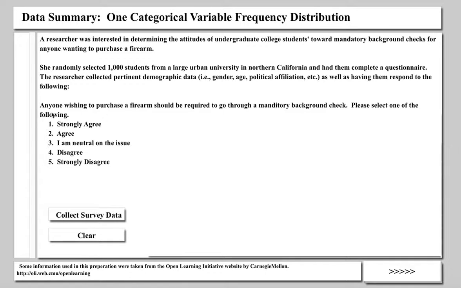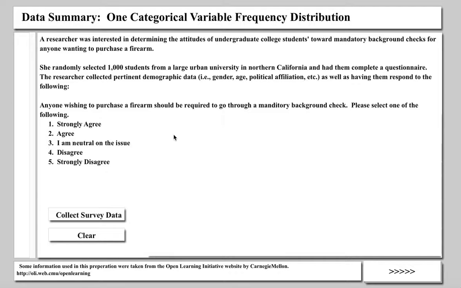Well, we have a variable here, and the variable is the attitudes of college students towards mandatory background checks for anyone wanting to purchase a firearm. It has 5 attributes: strongly agree, agree, neutral, disagree, and strongly disagree, and numbers are assigned to each attribute, but obviously the numbers have no meaning. They're just categories. So in essence, we have one variable here, and it's a categorical variable that has 5 attributes. And so we're looking at what's a good way of summarizing when you have data like this.